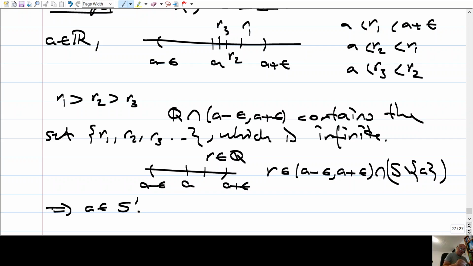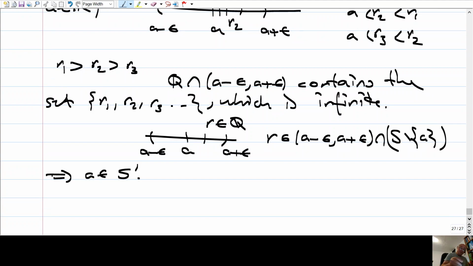But A is an arbitrary real number. Therefore, hence the set of accumulation points of Q, the derived set of Q, is just R. Okay.